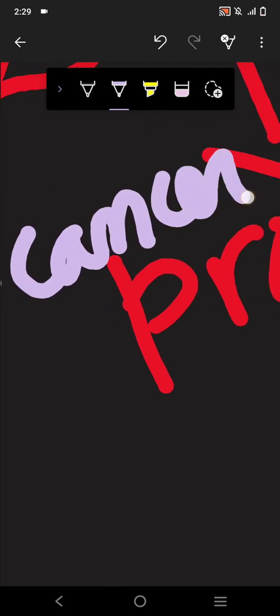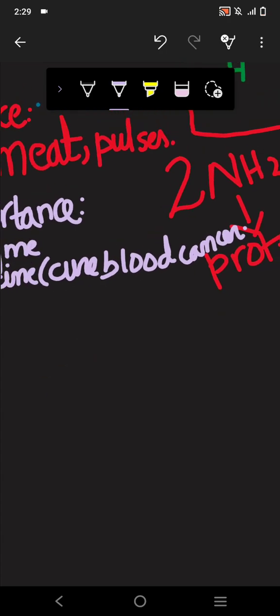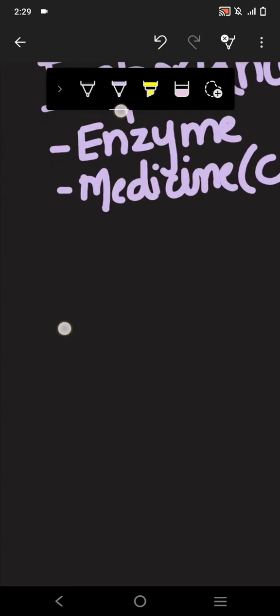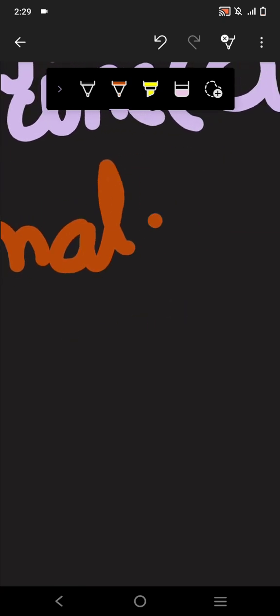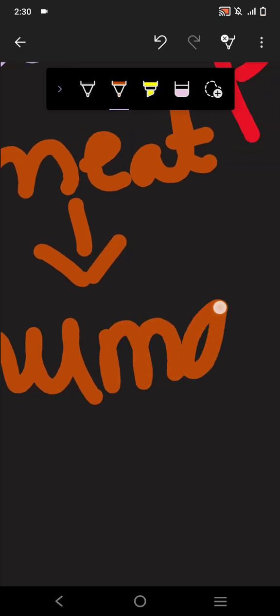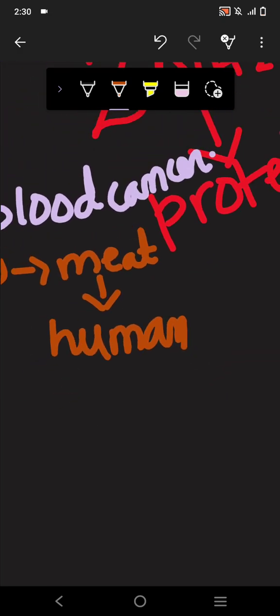So that is why protein is used in a rich amount. Also, protein is used in our food, in our pulses. And protein can also be found from animals. For example, the cow gives us meat, and we humans take it in a good amount. This is how protein from different animals is given to us.